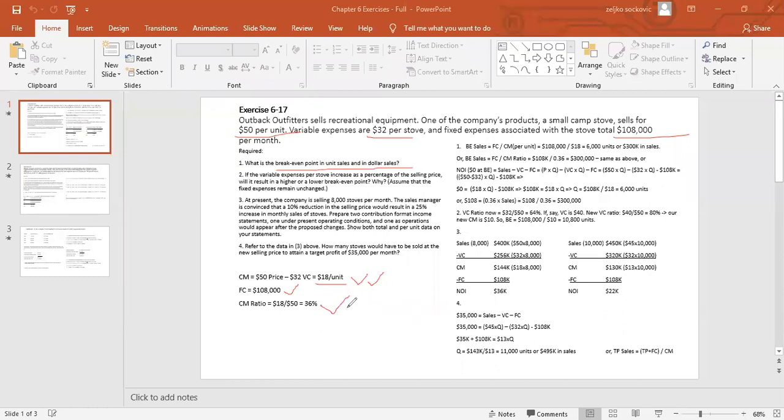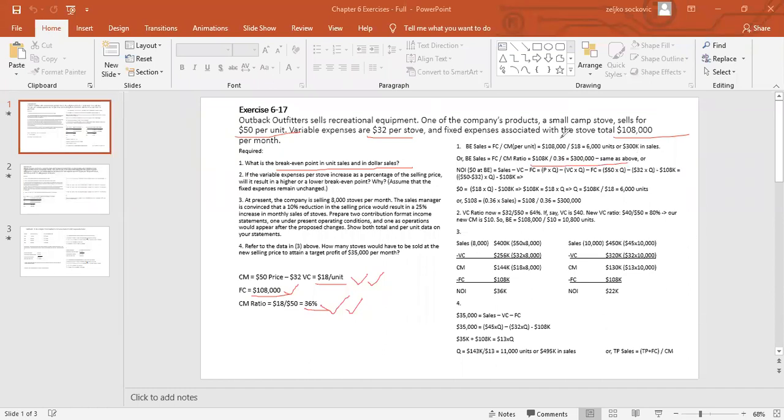Well, in dollar sales, you already have here, you figured out your contribution margin ratio quickly, 36%. So it's very quick. You just say, well, 108 divided by 0.36. Remember, when you're working in percentages, you need to convert them into decimals, right? So you cannot say divided by 36. Divided by 0.36, that's the percentage of 36%. So you just divide it here, 108 by 0.36, and it gives you 300,000, boom.